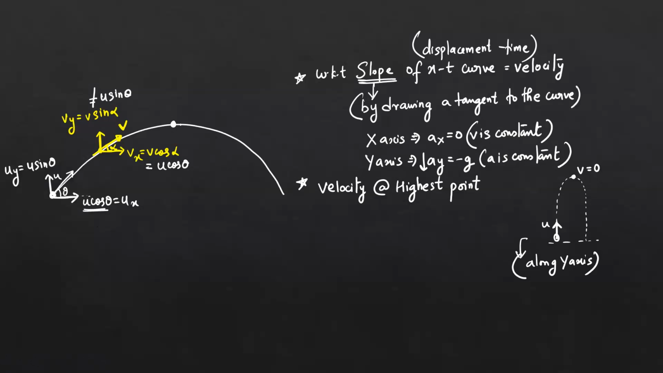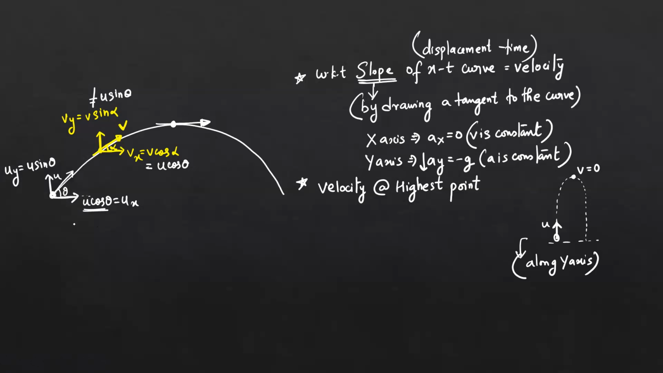Here you should not tell immediately that velocity is 0, because two velocity components exist at every point: one is the x component and one is the y component. First you draw a tangent to the curve, because that will tell you the slope, and slope will give us the velocity. So how do you find the direction of velocity? By drawing a tangent. At the highest point, the tangent is purely horizontal, and we know the horizontal component is going to remain the same.